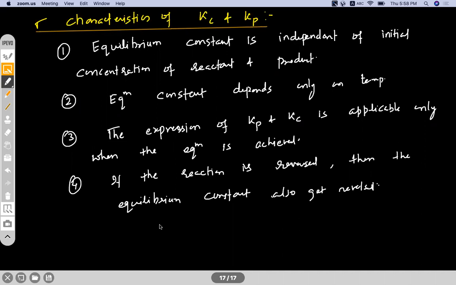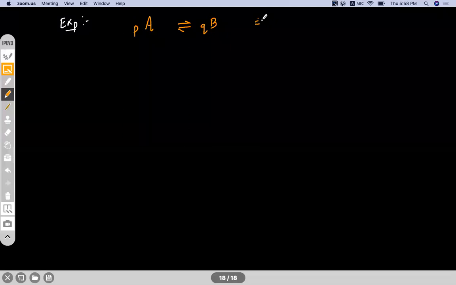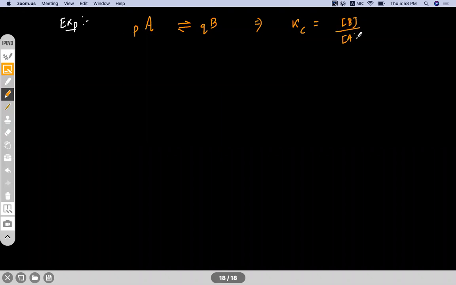Okay. Suppose we have, I'm assuming a hypothetical reaction, okay? It will be easier for us to write. Suppose we have a reaction PA gives QB, and P and Q are the stoichiometric coefficients. What is the expression for Kc for this reaction? Concentration of B to the power Q by concentration of A to the power P.